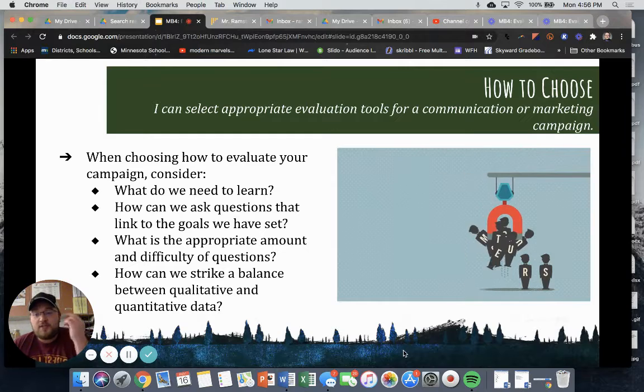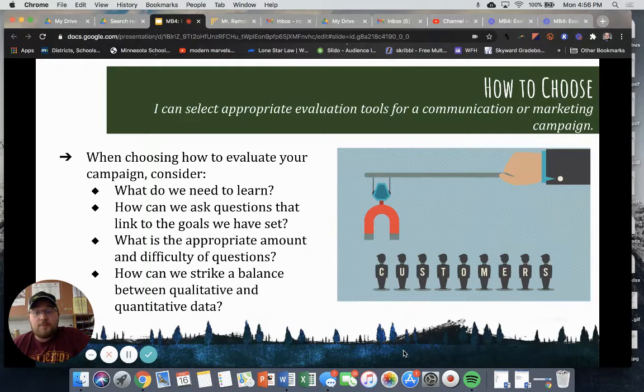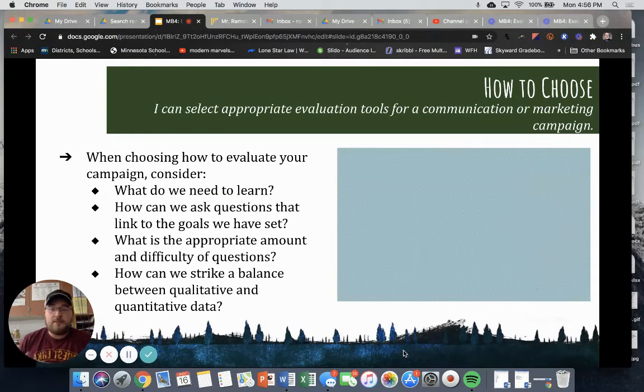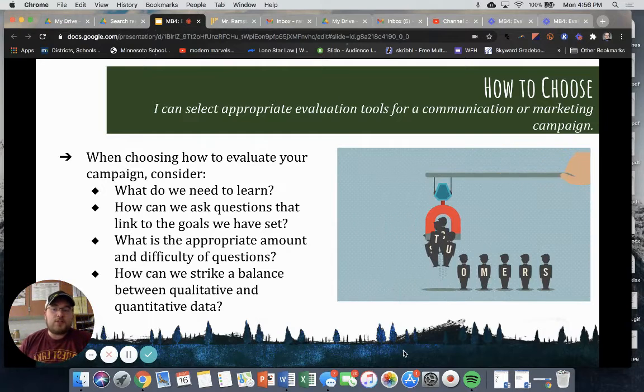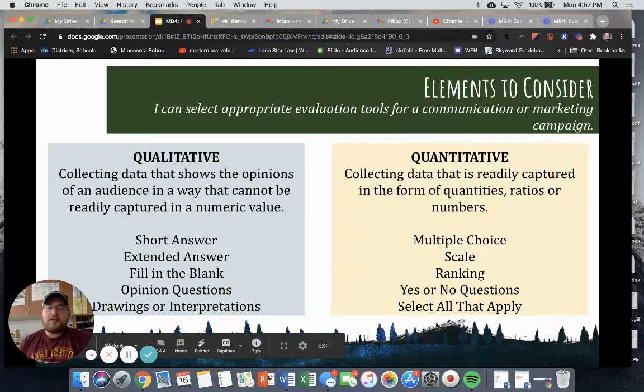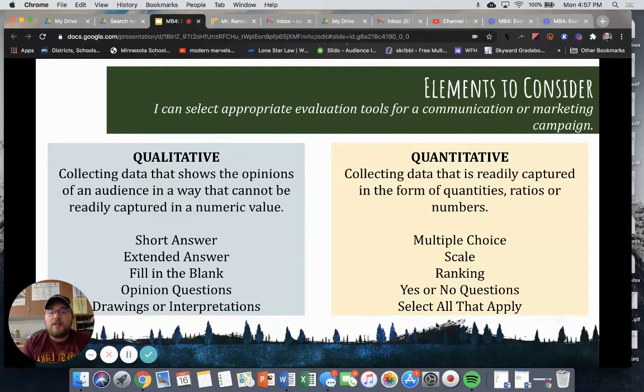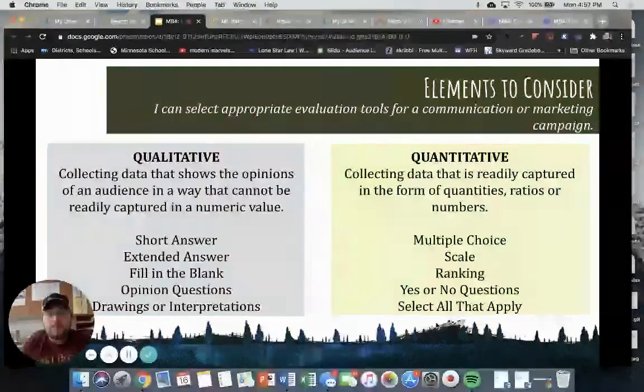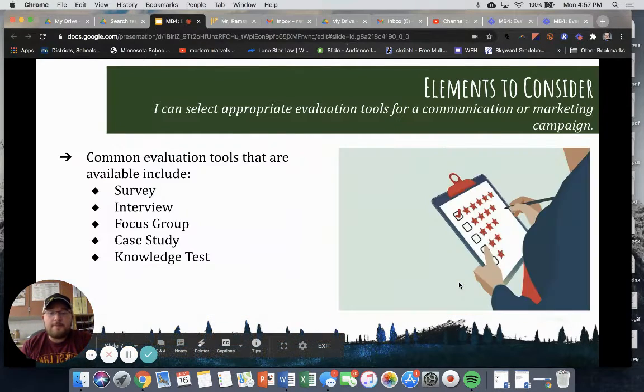Quantitative is nice because you get a quick snapshot about where people are at in their opinions, but qualitative kind of puts some opinion and oomph behind that data as well. So you have more than one thing to look at. Again, qualitative versus quantitative when we're designing evaluative surveys. Qualitative questions may be in the form of short answer, extended answer, fill in the blank, opinion, drawings, interpretations. Quantitative, on the other hand, is going to be multiple choice, scale, ranking, yes or no, select all that apply, to kind of get the feel for it.